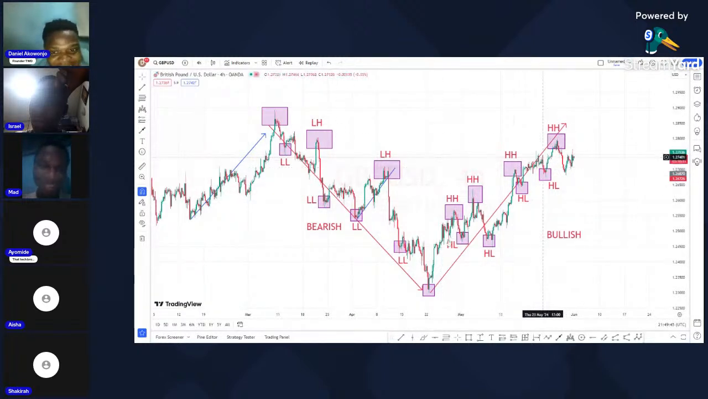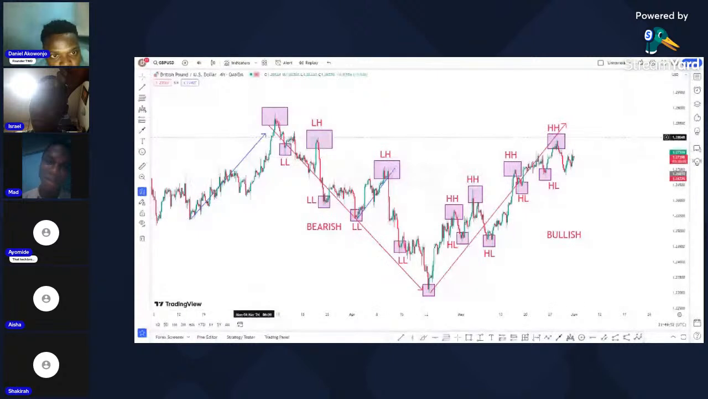If you observe, pay attention to this point. We're going to call this zone, as far as it was coming from an upward trend, we will still keep it as higher high. Then the next highs that will be formed are lower highs.